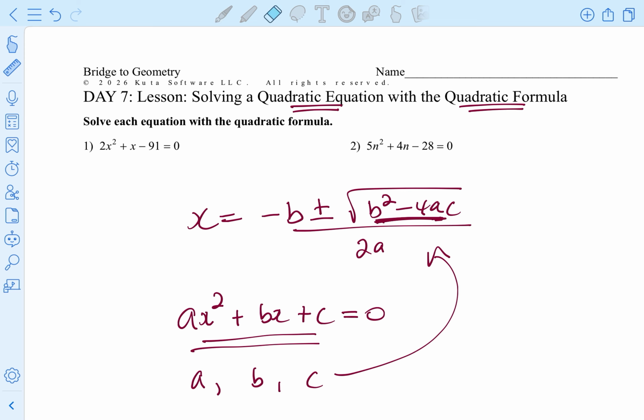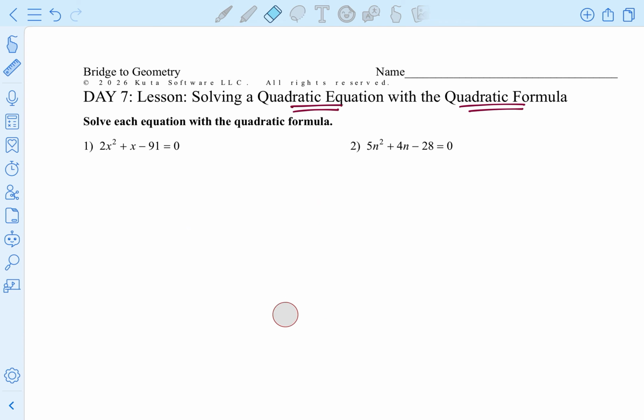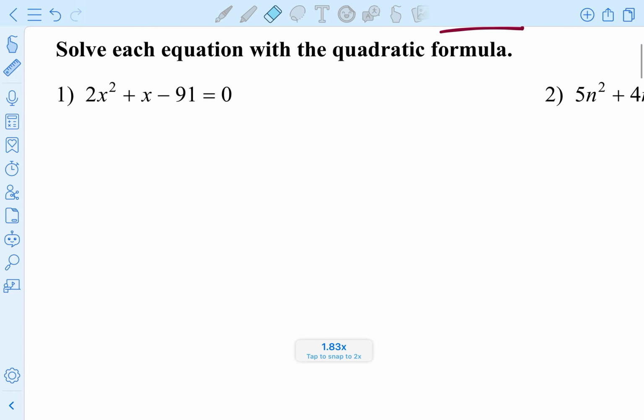So I'm going to do 4 examples with you here. For the first one, I'm going to focus on the discriminant first, and the rest I'm going to do the traditional way. So my first step is to identify A, B, and C. A is 2, B is equal to 1, C is equal to negative 91. My second step is to write the formula.